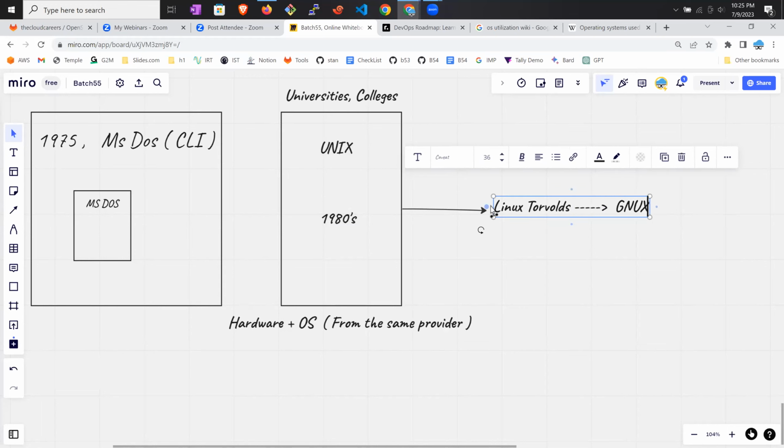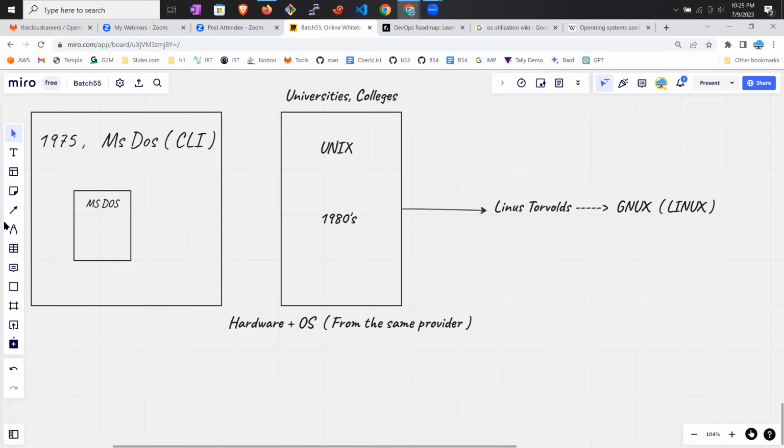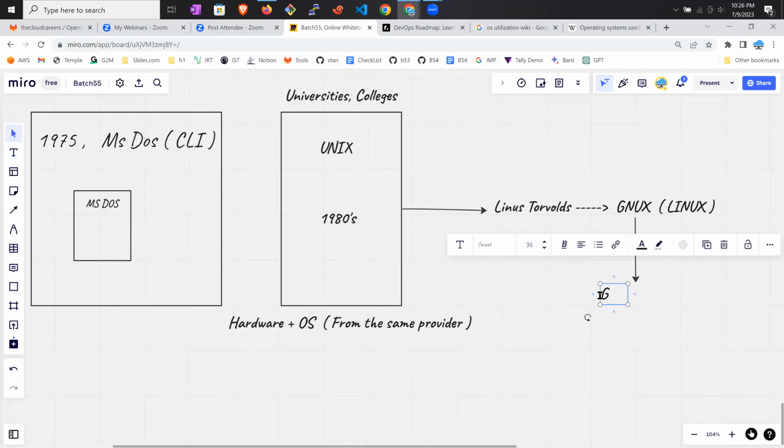He wanted to build an operating system that should look like Unix, but it should not be Unix. With that context in mind, he developed an operating system called Linux, keeping the principles of GNU. GNU stands for "GNU's Not Unix", a community which wants to develop an operating system which is similar to Unix, but it should not be Unix.